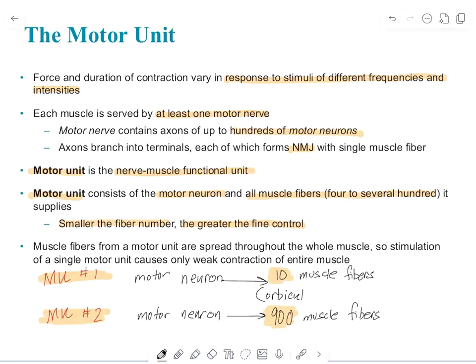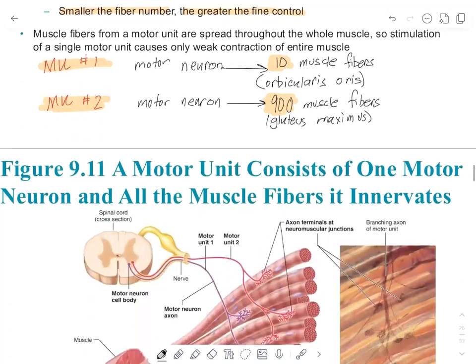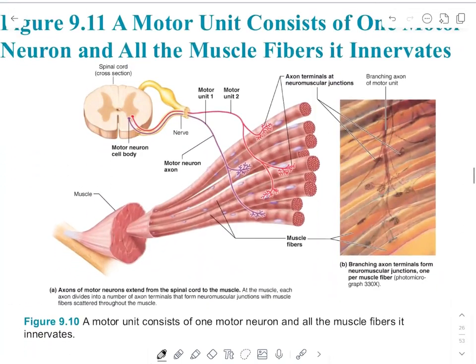So in the body, an example of motor unit one would be a muscle that you're going to be learning about in the next chapter called the orbicularis oris. It's our kissing muscle. Whereas a muscle that resembles motor unit number two would be the gluteus maximus, which is in your butt. And I think we can all agree that the orbicularis oris is much more finely controlled than the gluteus maximus.